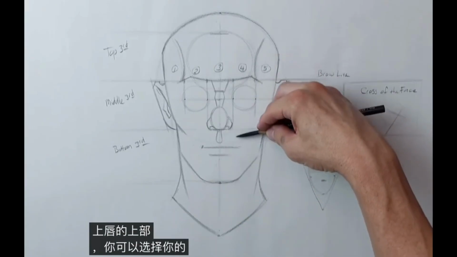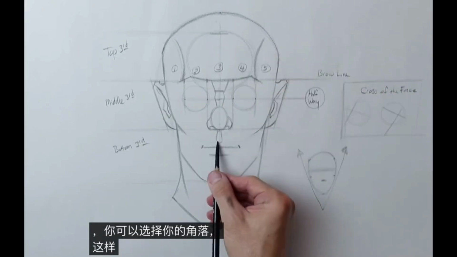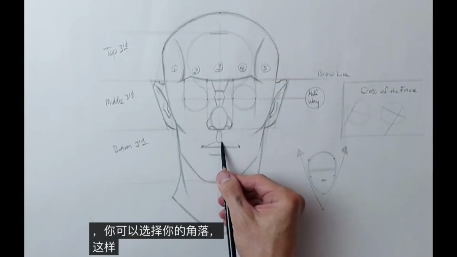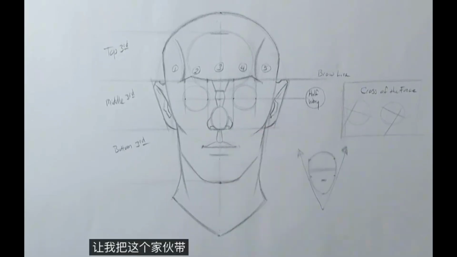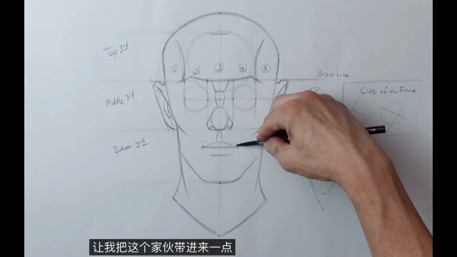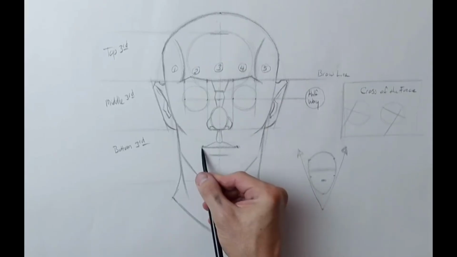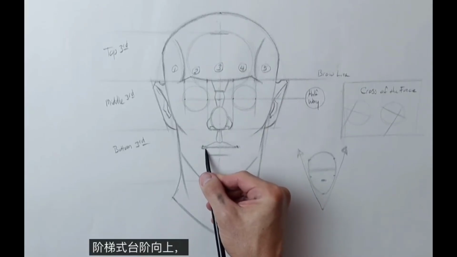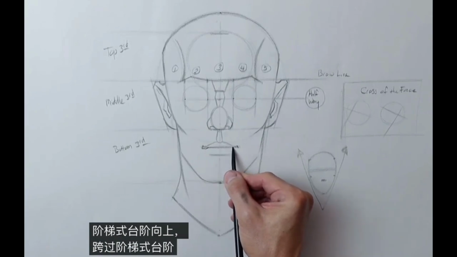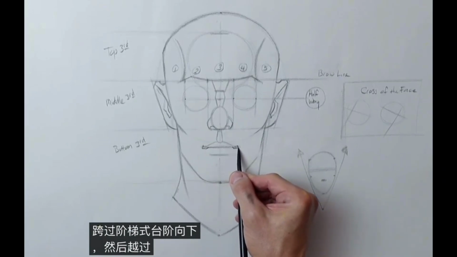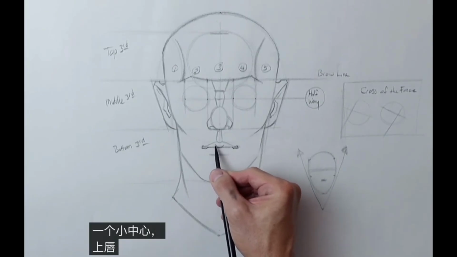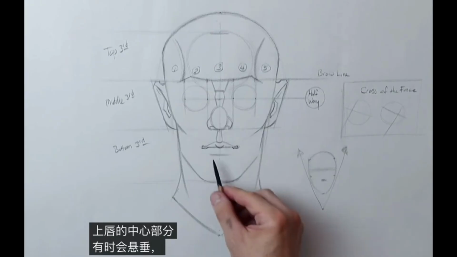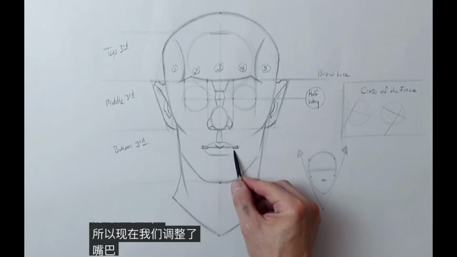And you can choose your corner like so. Let me bring this guy in a little bit. Stair step over, stair step up, across, stair step down, and then over. And that little centerpiece of the upper lip kind of hangs over sometimes. So now we have placement of our mouth.